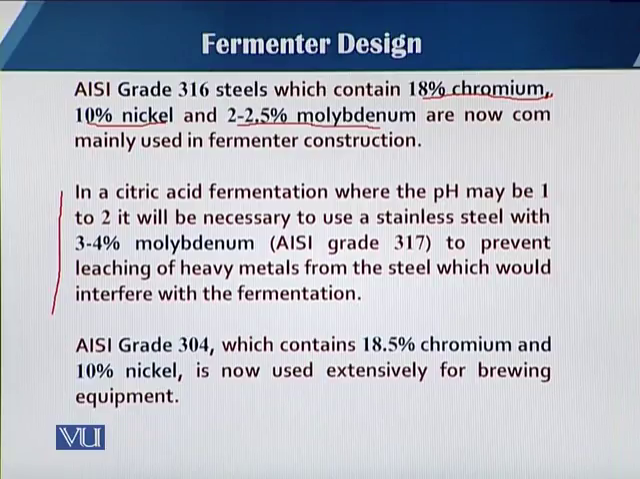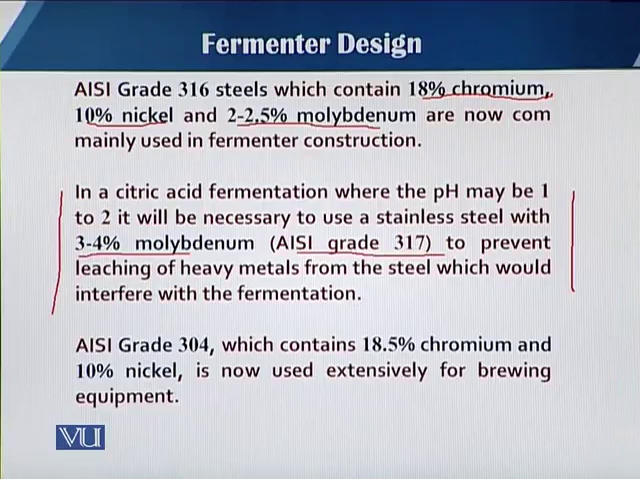So in that case there is a grade called 317, which is obtained by the excess addition of molybdenum, meaning 3 to 4% molybdenum, that increases the quality of 316 and it is graded up to 317. So 317 grade is the fermenter material mostly used if the fermenter has to be used for acidic fermentations.